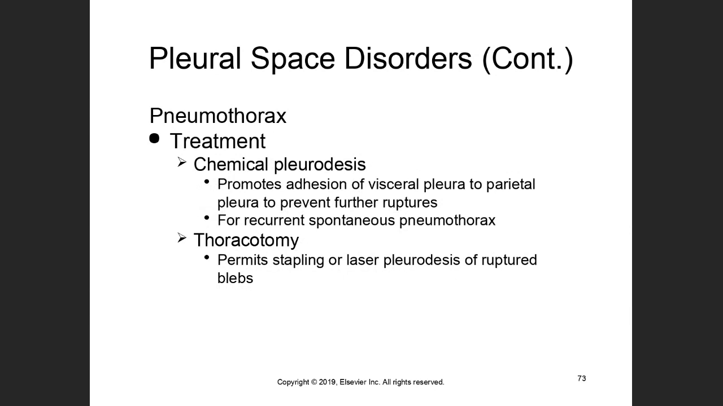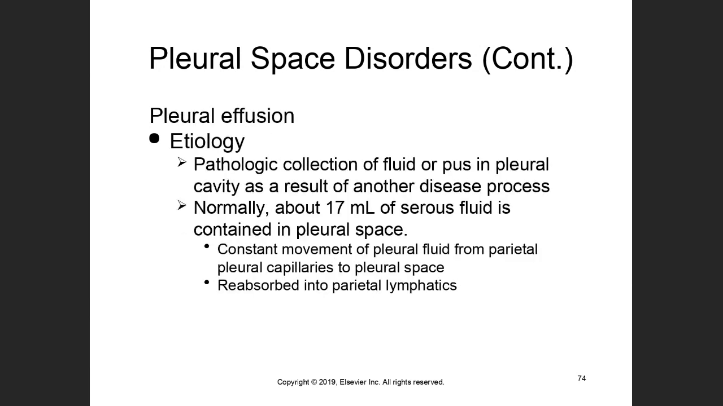Treatment: chemical pleurodesis promotes adhesion of the visceral pleura to the parietal pleura to prevent further rupture. Okay. Thoracotomy is basically an invasive procedure. Okay. Now remember, pneumothorax is accumulation of air in the lungs. Pleural effusion is accumulation of fluid in the lung. Okay.